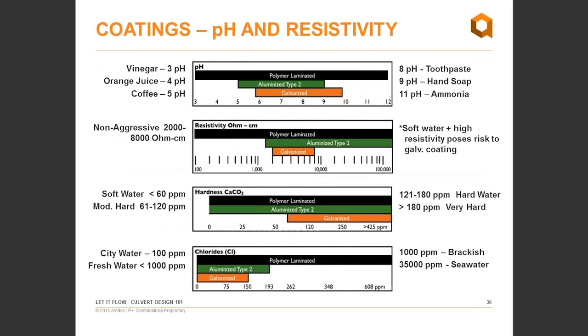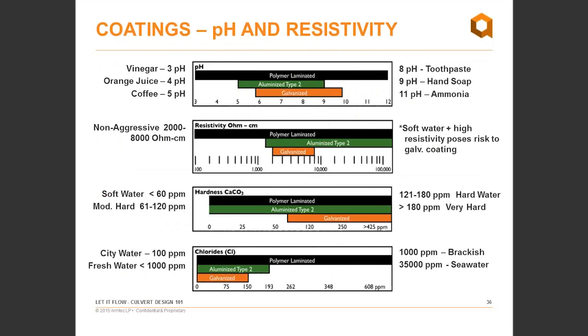Resistivity is also important. That's a function of hardness and chloride concentration. Galvanized steel requires at least 2,000 ohm centimeters of resistivity, and aluminized a little bit less so, for the water or soil to be considered non-aggressive.